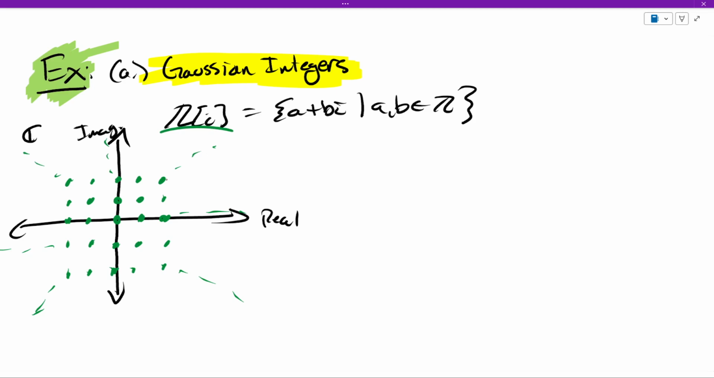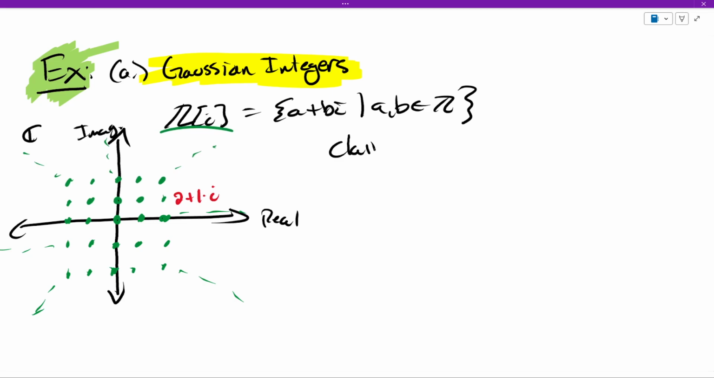Anyways, this is what it is. And so, for example, you have this point here, which is 2 plus 1i. That's a Gaussian integer right there. So certainly not all complex numbers are Gaussian integers. Okay, so that's what this is as a set, and this is what it is visually.